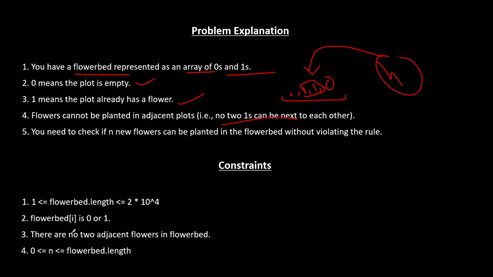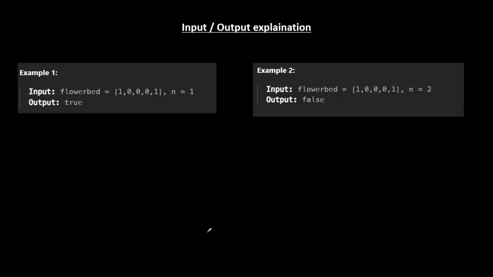So what is the constraint? Constraint says that the flower bed length would be from 1 to 2 times 10 to the power 4. Flower bed values will be 0 and 1. There are no two adjacent flowers in the flower bed. It is mentioned earlier, so there is no 1 adjacently present in the flower bed. And the given value n would be from 0 to flower bed length. Fine. Great. Now let's understand the input and output.